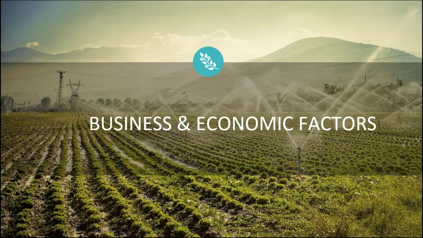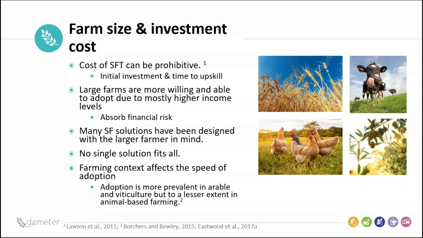Next, we move to business and economic. So one of the major factors that farmers cite as hindering their adoption is the cost of what the smart technologies are. And it's not only the initial investment in terms of the hardware or software, but it's also the time it takes to upskill or to learn what to use with the data that these technologies provide. So that's a major hindrance.